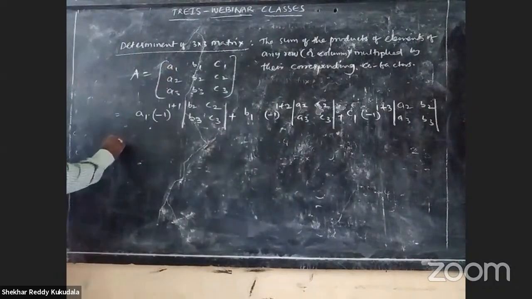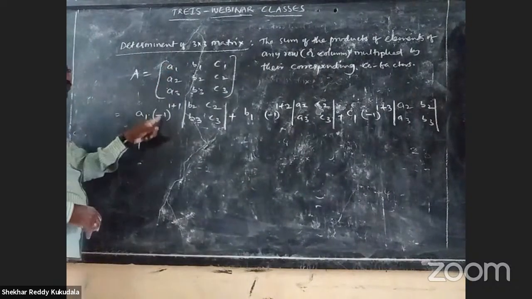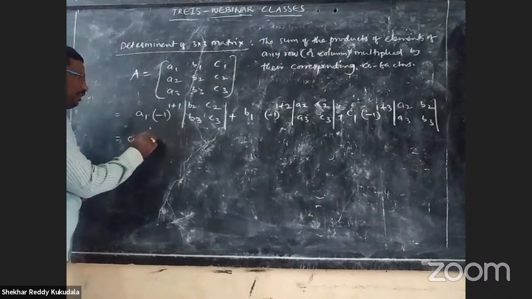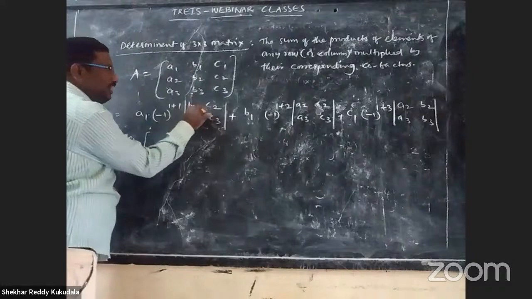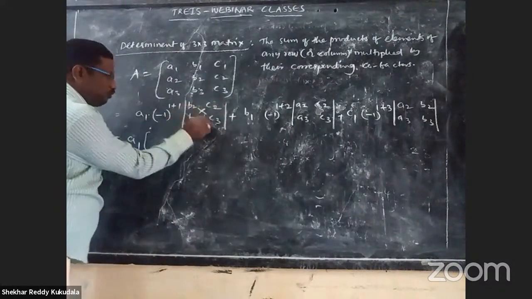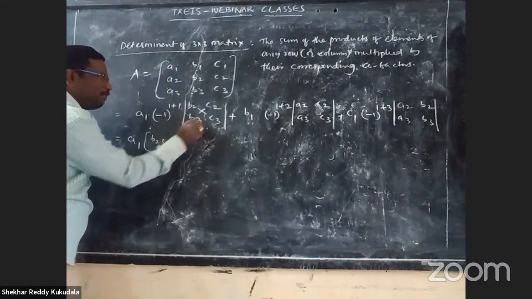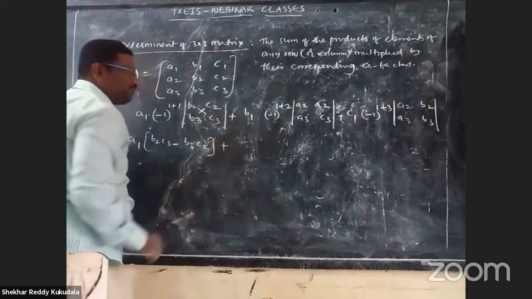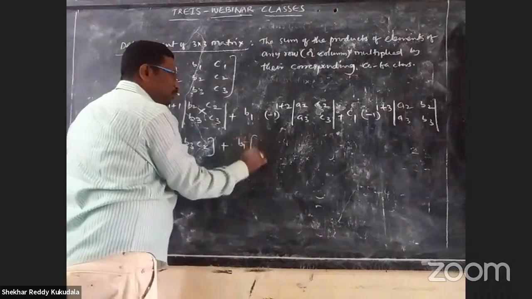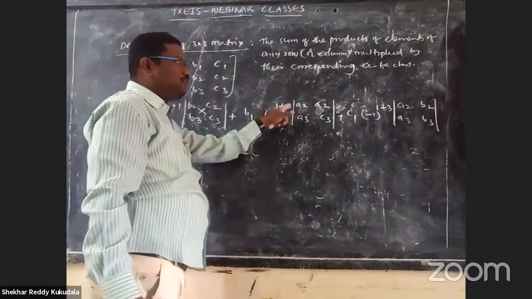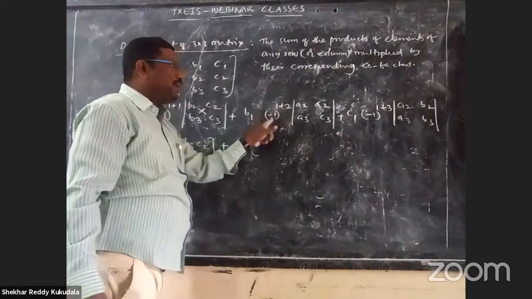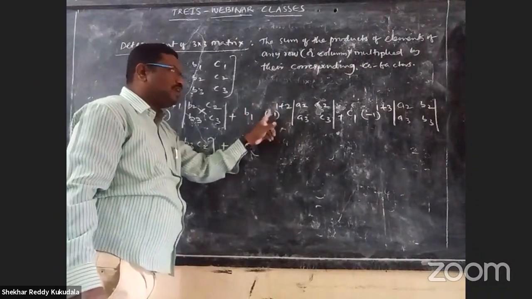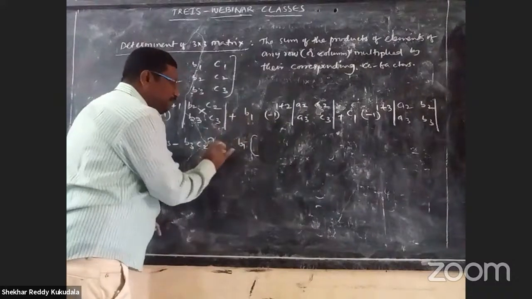So here a1 into minus 1 power 1 plus 1 is 2, minus 1 power 2 is nothing but 1, into, so this is the AD minus BC concept, b2 c3 minus b3 c2, plus b1 into minus 1 power 1 plus 2, which is nothing but what? Minus 1 power 3 is minus 1, minus 1 into plus b1. I am taking minus here.